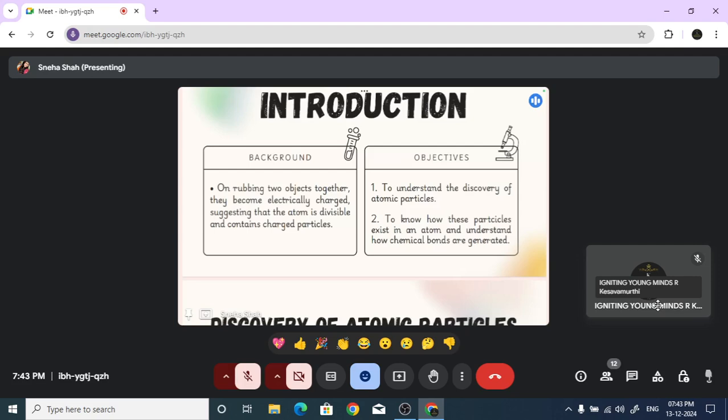The atom itself is indivisible. You cannot break the atom, but it's not like there is nothing inside the atom. There are subatomic particles. Why are we studying this? The objectives of today's session are to understand the discovery of atomic particles, to know how these particles exist in an atom, and to understand how chemical bonds are generated. The chemical bonds topic will be covered in the next part.